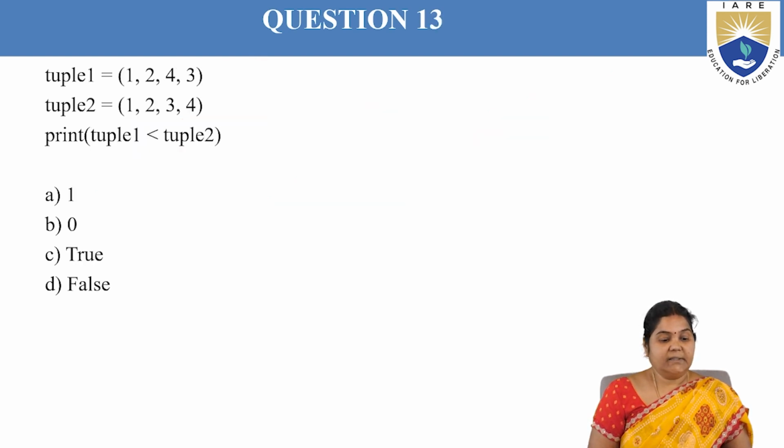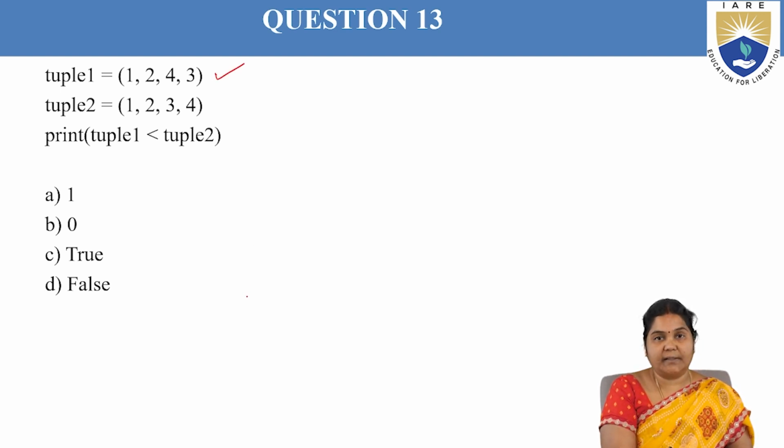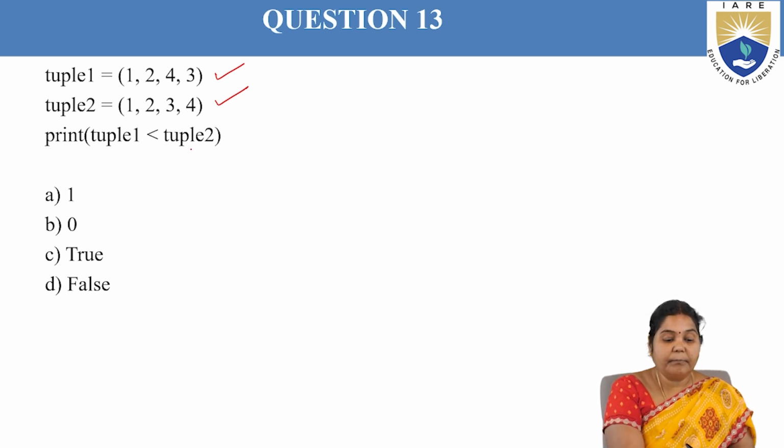In the next question, we have two tuples. The first tuple contains the values 1, 2, 4 and 3, and the second tuple contains 1, 2, 3, 4. Please remember, it is 3, 4. Now, we are comparing the tuples using the less than operator. So, is tuple 1 less than tuple 2?